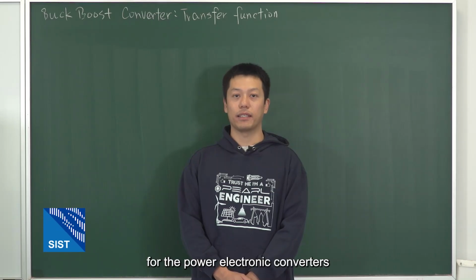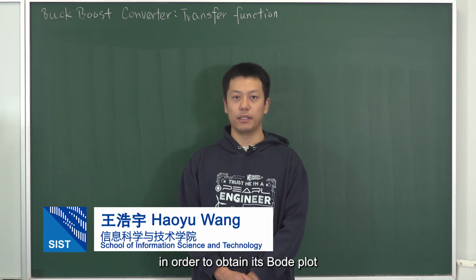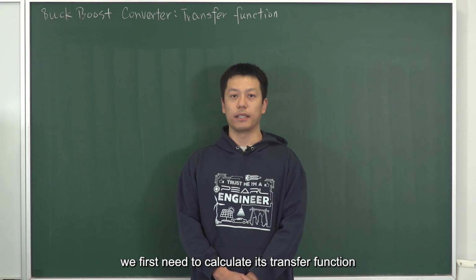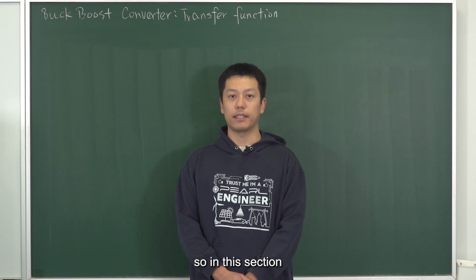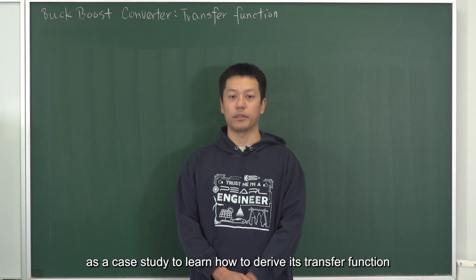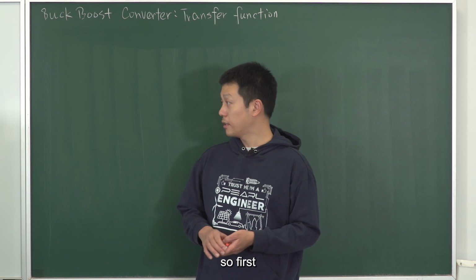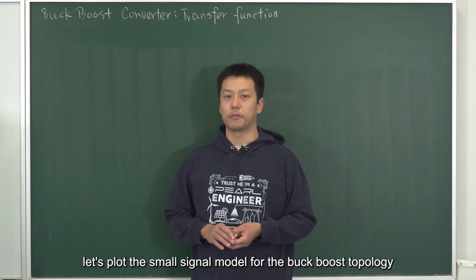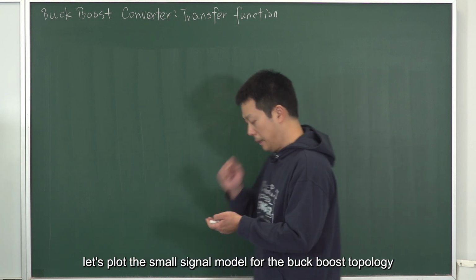For power electronic converters, in order to obtain the Bode plot, we first need to calculate the transfer function. So in this section, we are going to use the buck-boost as a case study to learn how to derive its transfer function. First, let's plot the small signal model for the buck-boost topology.